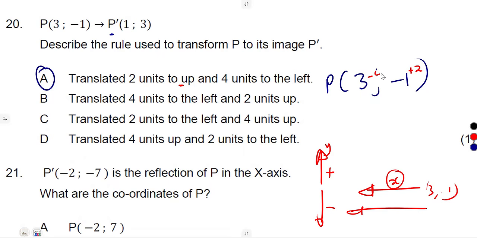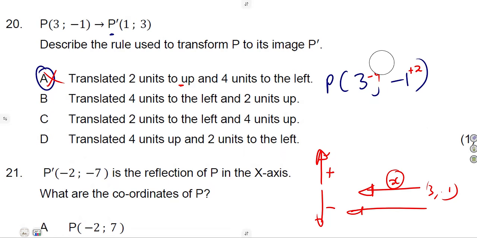So if we subtract 4 here, are we going to have this? Okay, 3 minus 4. What is 3 minus 4? That's minus 1. Then minus 1 plus 2, that's a 1. Guys, it is totally different from the image that we are expecting from that information. So A is totally wrong.